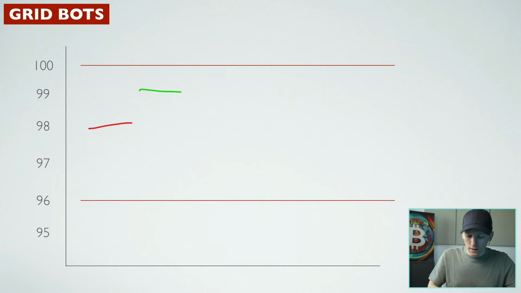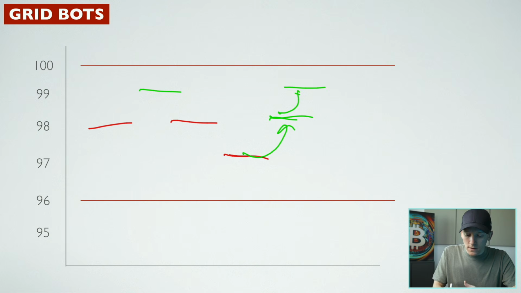So you bought and sold. And then what happens if the price comes back to 98, it will buy again. And if it comes to 97, it will buy again. And as the price comes up to 98, then it will sell this one. And this one here that we bought, if the price comes up again, then it will sell here. And if the price comes down, it will buy. And it just buys and sells these grids, right?